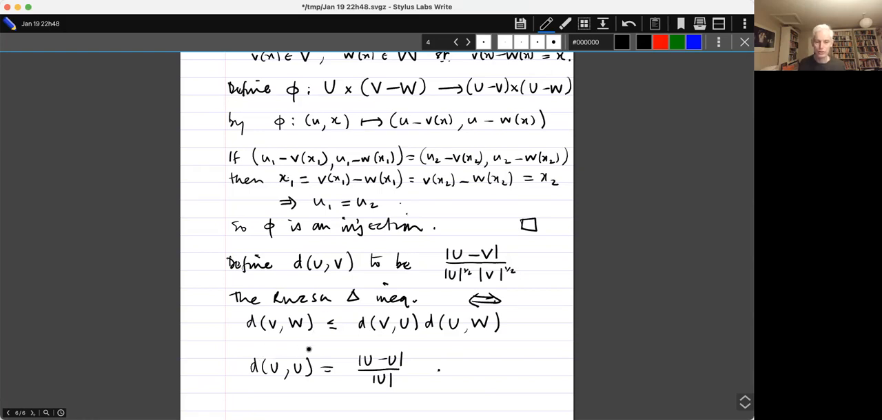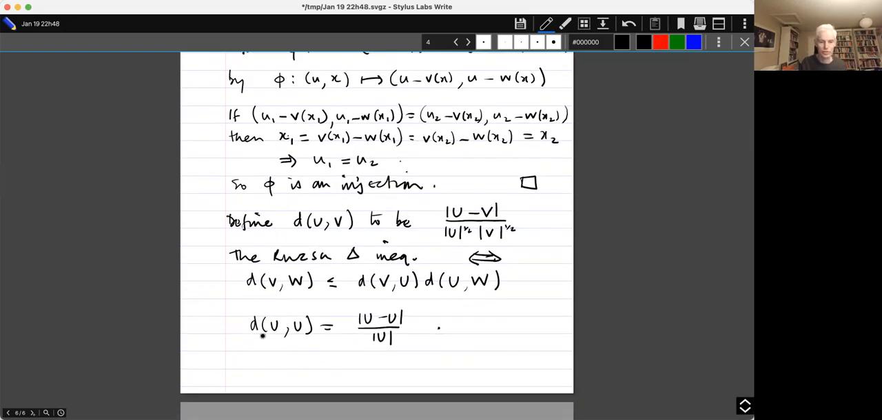Because this is not always small, it actually can be useful, even in the case if you want to show that d(U,U) is small. Sometimes it can be useful to show that the distance from U to V is small, because then the distance from U to V is small, the distance from V to U is small, and that implies that the distance from U to U is small.